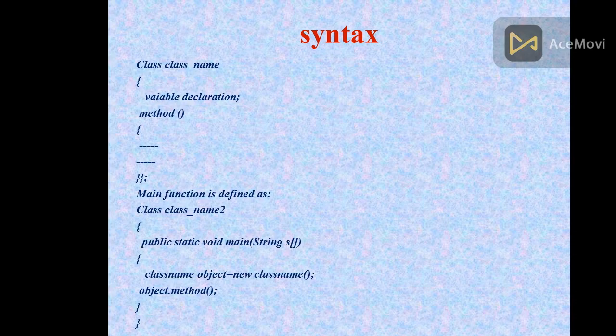We should compile this whole Java program using the class name which includes the main function. We should save the file with the name of the class which includes the main function. Here class_name2 is the file name of this whole program. We should compile this program, class_name2.java, using the command javac followed by the file name.